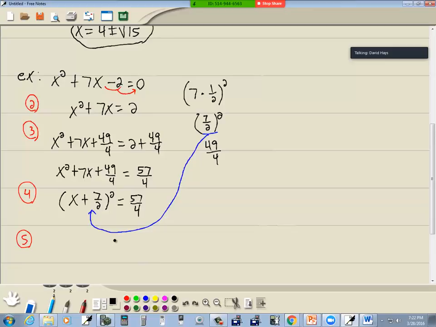And then step 5, use the square root property to solve for x. We now have something squared equals something else, so I drop my squared. And I'll put a plus or minus square root around the other side.